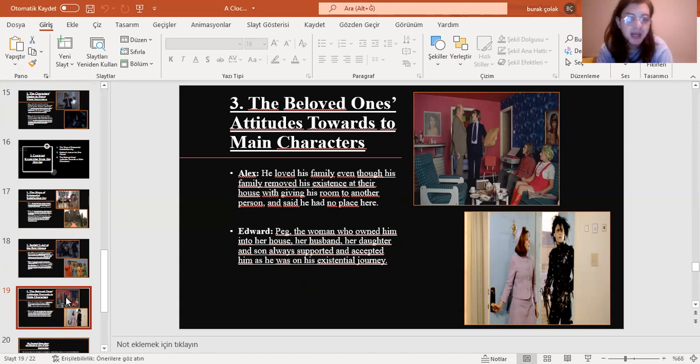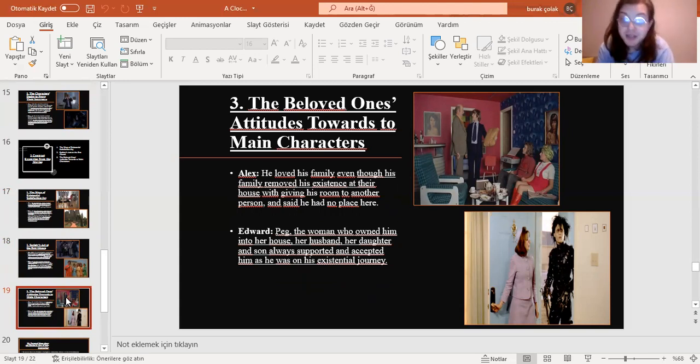And the last fact: the beloved ones' attitudes towards the main characters. Alex, for example, loved his family. At first, we can see that. But after he comes back to his house, his family removed him from the house and rented his room to a guy for 2 years and said that he had no place here, which is awful.